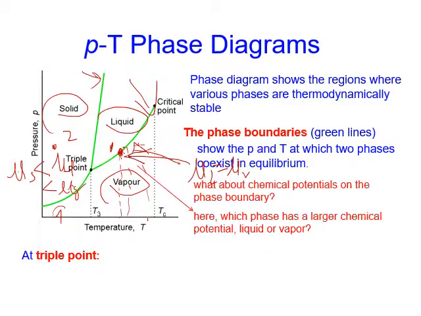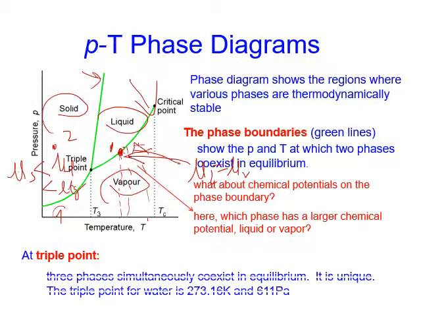Okay, and we also see in the phase diagram there is a triple point. Triple point is a special point on the phase boundary. On this point, three phases can exist simultaneously: solid, liquid, and the gas phase. They are all stable at this point. So the chemical potentials are all the same. All right, triple point is unique to a substance.